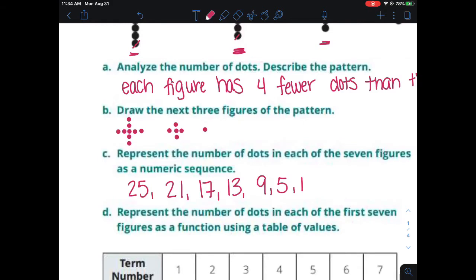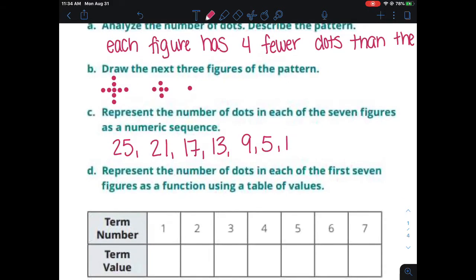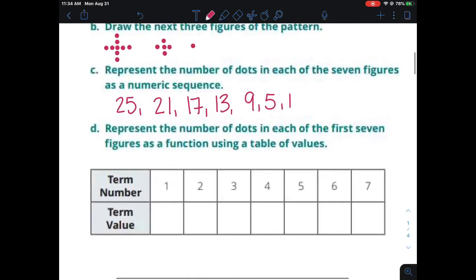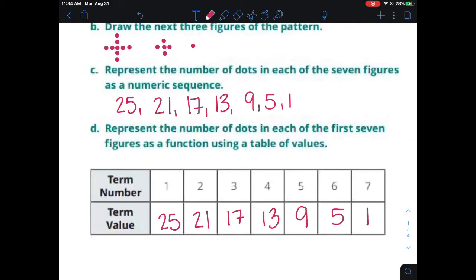And then part D, nothing new here. We're just representing the number of dots in a different way. We're going to put it in this table of values. So we have term number: first term of the sequence, second term, third term, fourth term, fifth term, sixth term, seventh term, and the value. So the first term is 25. The second term is 21, third term is 17, fourth term 13, 9, 5, and 1.